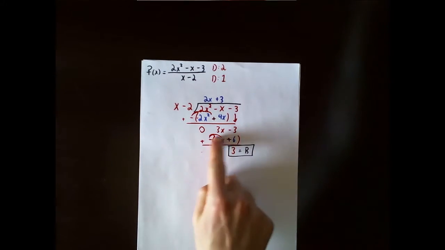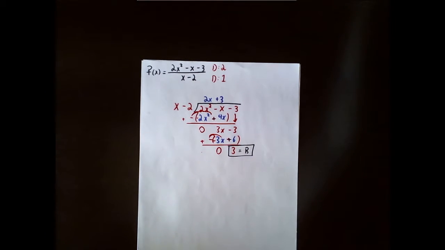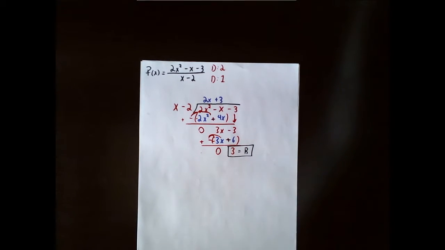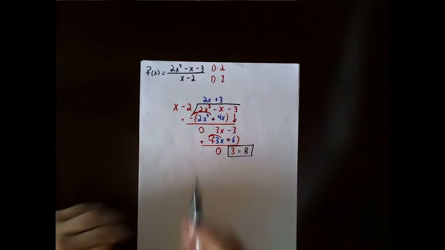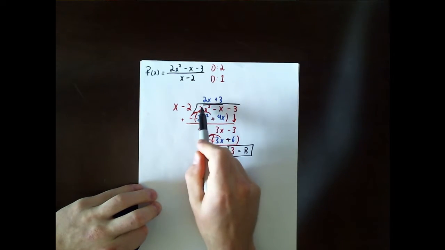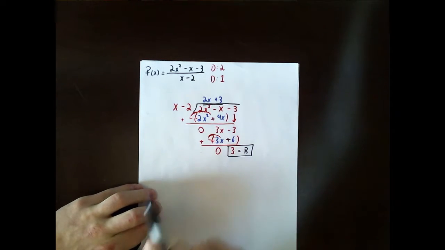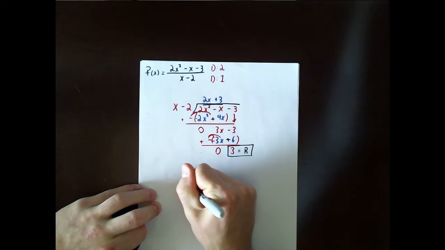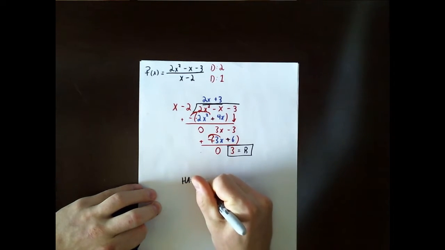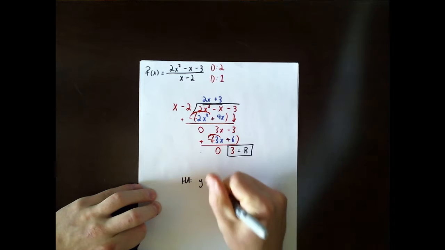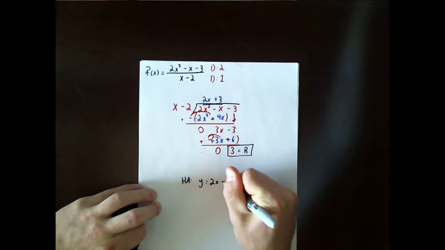So for this, your remainder actually doesn't matter. So this last step we actually didn't really have to do. I just did it for completeness, but you can just throw your remainder out. It's not super important, but what really matters is your quotient up here. 2x plus 3, that's going to be your horizontal asymptote. So your horizontal asymptote is going to be y equals 2x plus 3.